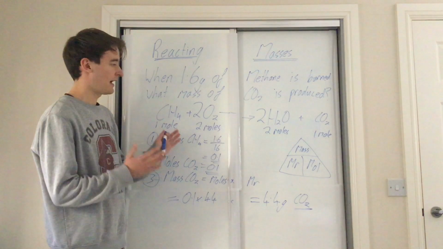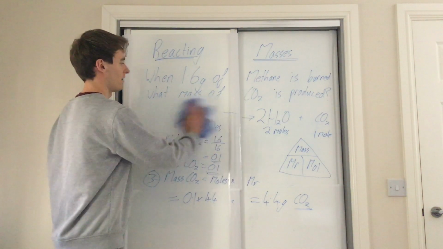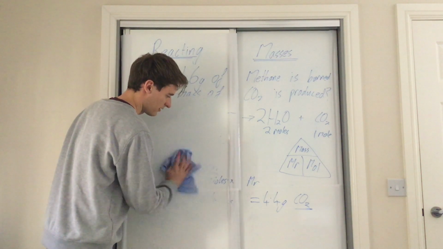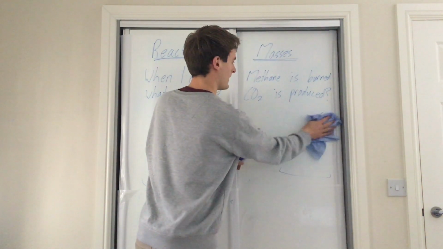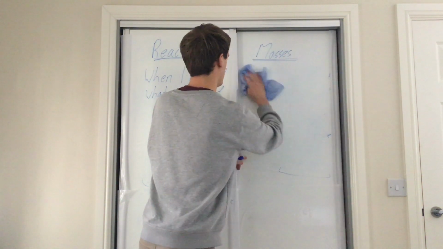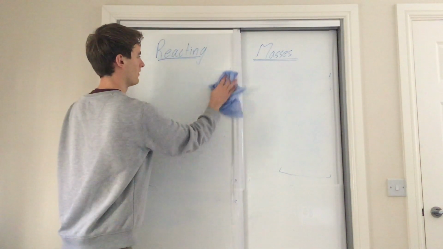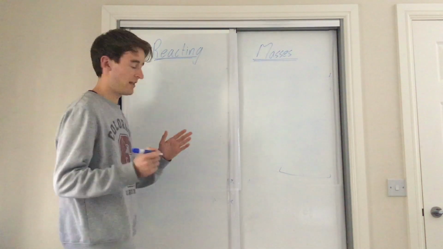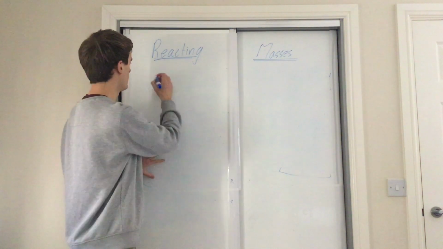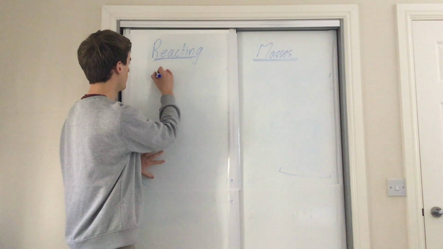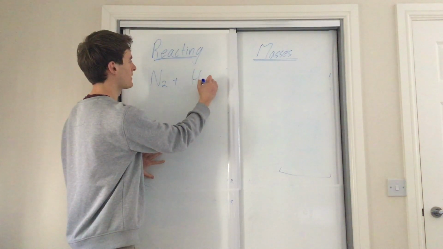So that's how we do a reacting masses question. Let's have a look at another example. And then you can have a go. So, if I give you the balanced equation for the production of ammonia, this is known as the Haber process.